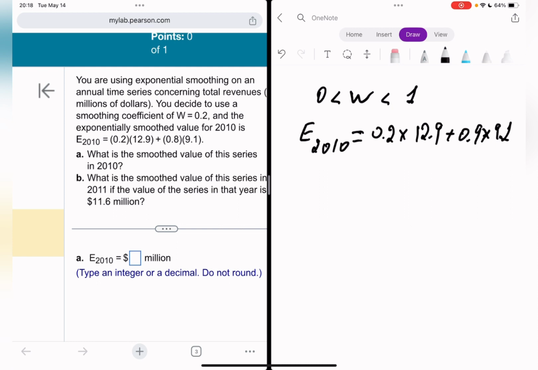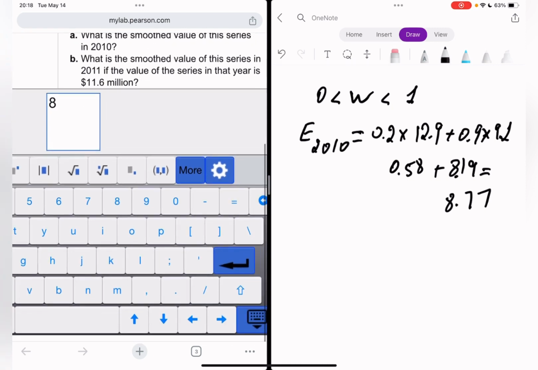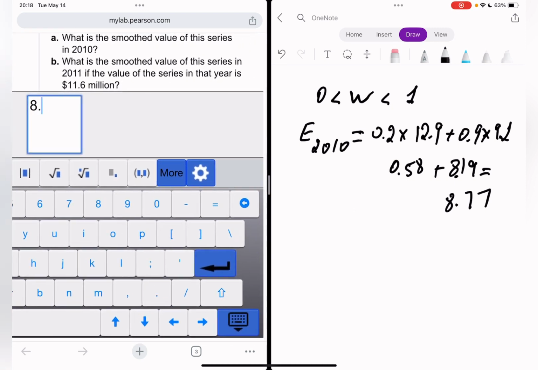So 0.2 times 12.9 is 0.58. Plus 0.8 times 9.1 is 8.19. So if I do plus 8.19, I'm going to get 8.77. Let me type here 8.77.